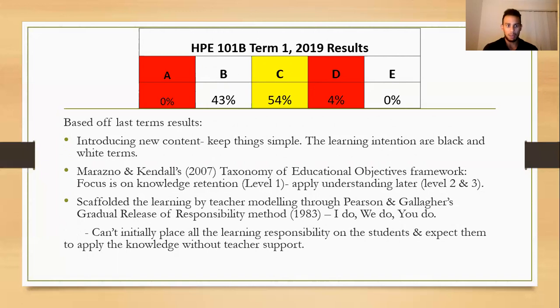The decision was made that we should scaffold the learning by teacher modeling through Pearson and Gallagher's gradual release of responsibility method. So this is the I do, we do, you do. Now the reasoning is that with this class, you can't initially place all the learning responsibility on the students and expect them to apply the knowledge without teacher support. So it was important that we release the responsibility gradually throughout the learning experience, as emphasized by I do, we do, you do.